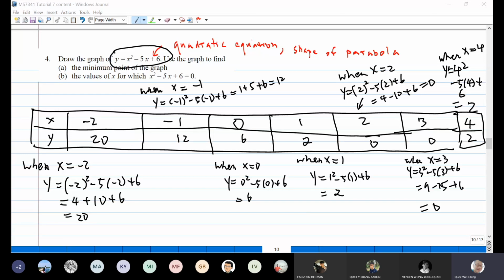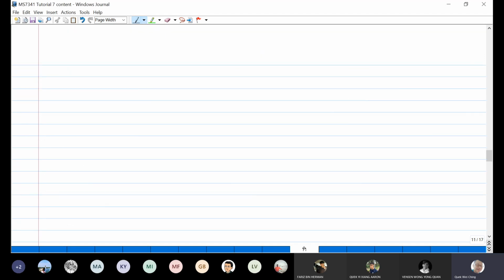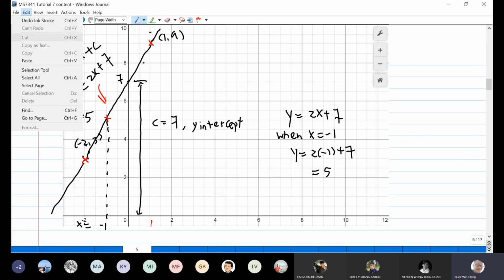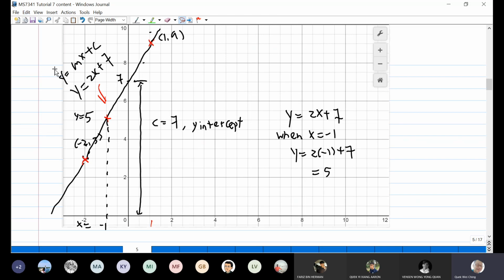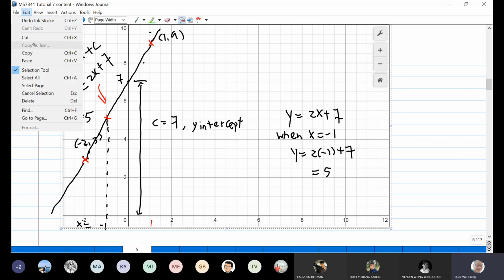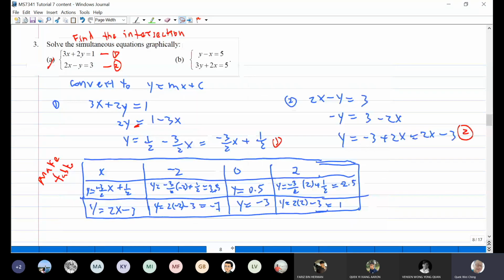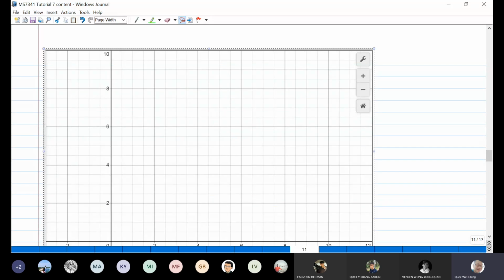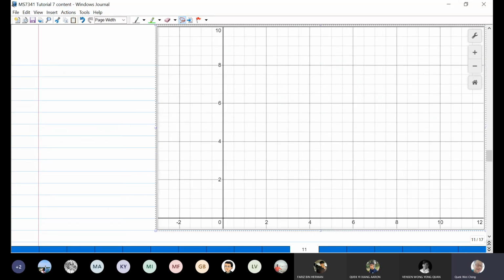Let me see if I have a graph here. I don't have a graph here. So I just copy one graph over. Okay, I think I copy this graph over here.